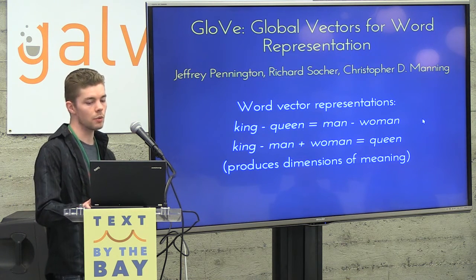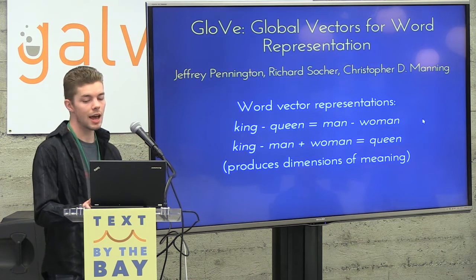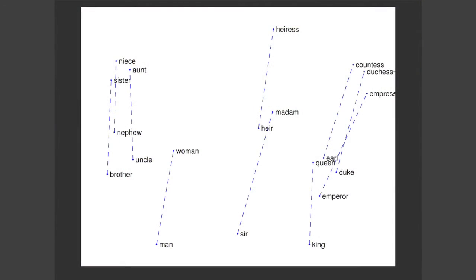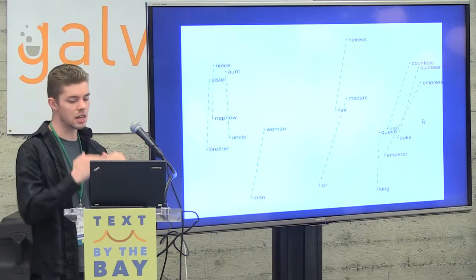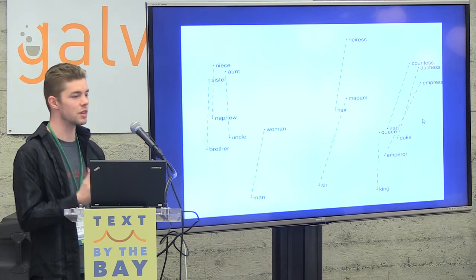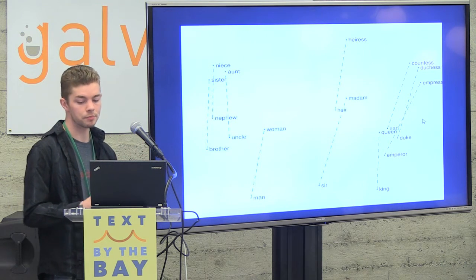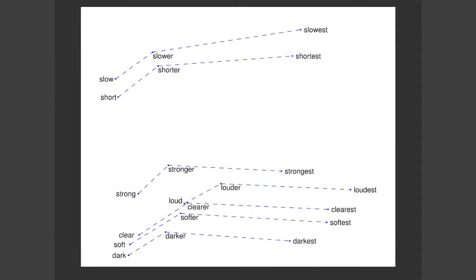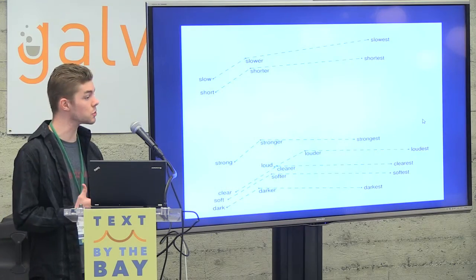So GloVe is research that came out of Stanford recently, and the reason that I'm mentioning it is that they actually use Common Crawl. So these are 2-dimensional projections of these word vectors, and you can see at the top, it's generally female nouns, at the bottom, it's male nouns. So you can see that dimensionality preservation in place there. Same sort of thing happens with, say, verb tenses, for example. So slow, slower, and slowest is very, very close to short, shorter, and shortest, and has the same sort of structure.